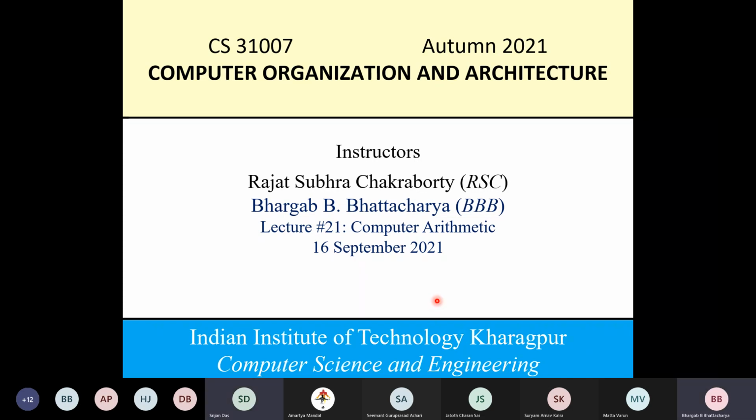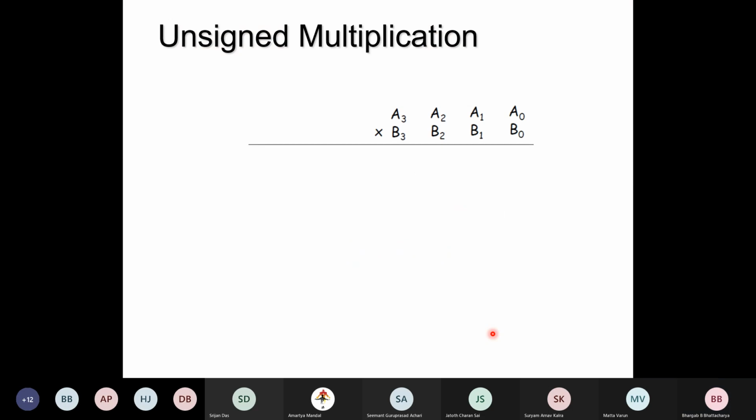So in the previous class, we were talking about computer arithmetic. So I would like to finish multiplication today. We started discussing one algorithm for multiplication. You remember the school level algorithm, right? And we presented an example to show that if it is a negative number, then the result may be invalid.